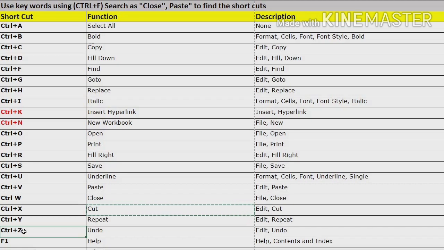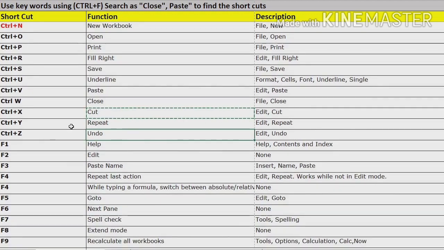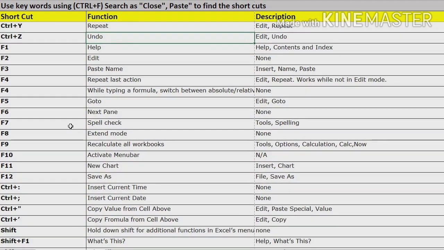And next is Control Z, which is used to undo the things. So what is the use of Control Z here? It is used to undo whatever things you have done. If you don't want those changes, then you can go back to the previously done work. So you can use undo here. You can press undo many times, but there is some limit to it.